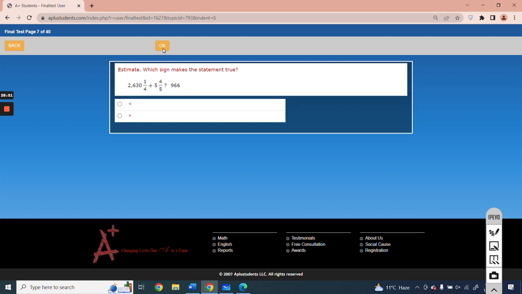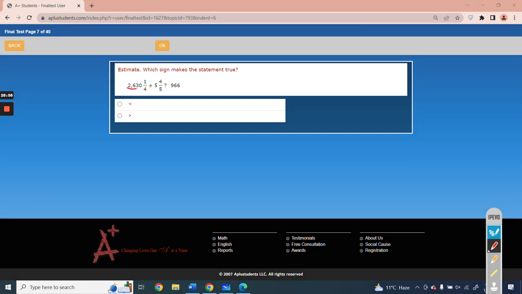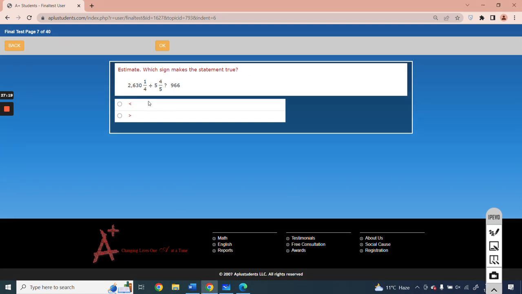Okay, which sign makes the statement true? You have to estimate. So estimate the numbers. So you can estimate 2600 to 2500, because it is completely divisible by 5. Got it? So 5 times 5 is 25. The answer is 500. You have to compare the answer to 966. So 500 is less than 966. Got it? The correct option is less than. Just select the correct option and click on the OK button.